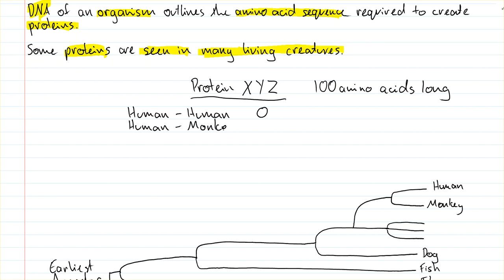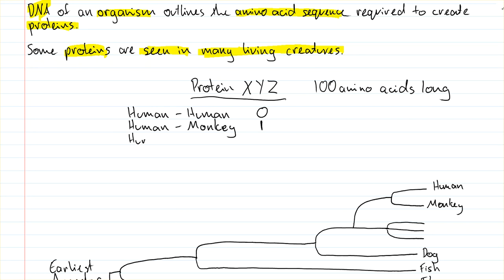And let's imagine that out of these 100 amino acids in the human and the monkey, 99 of them are exactly the same, but there's one location where a different amino acid is present in this protein XYZ. So there's a slight difference between a human and a monkey.